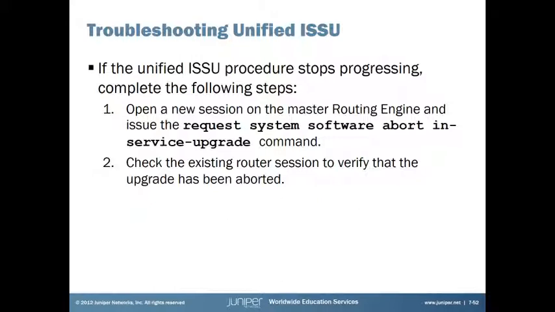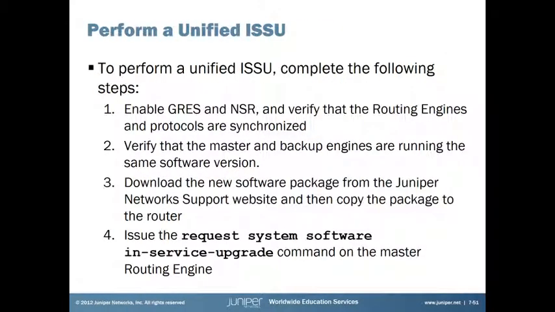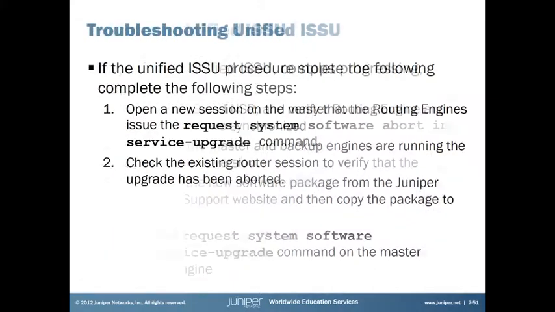If the procedure stops progressing, you can open a new session on the master routing engine and issue the request system software abort in-service upgrade command and check the router session to verify that the upgrade has been aborted. So it's sort of similar to the request system software add command that we use when we're just upgrading software normally, except we're using the request system software in-service upgrade command. So a very similar process.